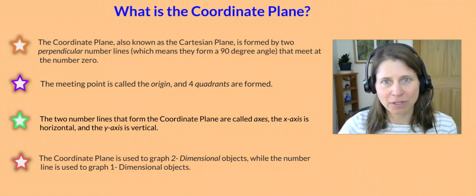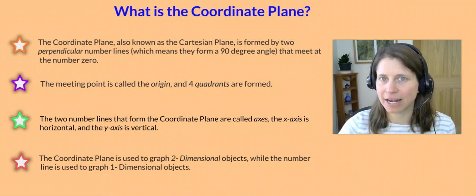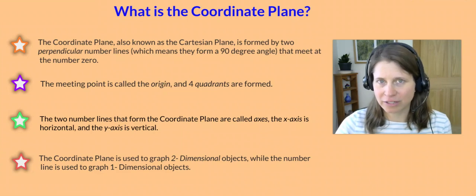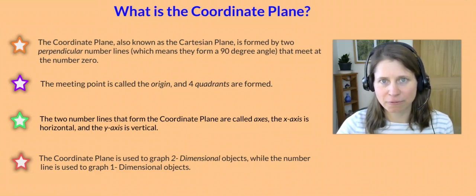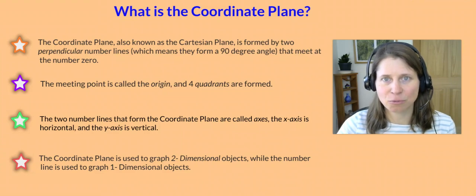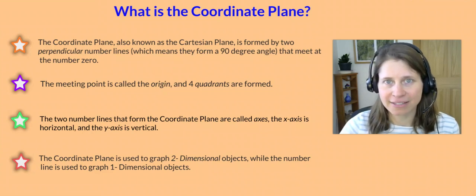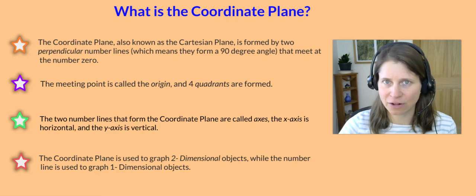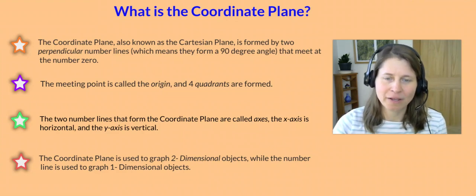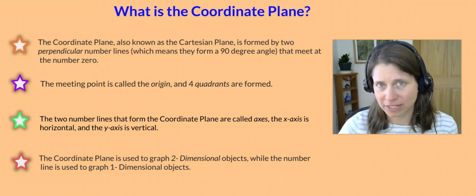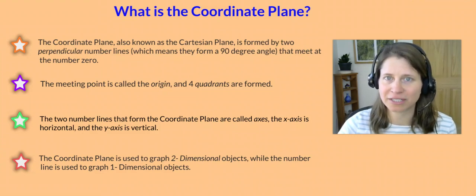And then we put those two number lines perpendicular to each other, which means they form a 90-degree angle or a right angle, and they meet at 0, okay? That point where they meet is called the origin, and there are 4 quadrants that are formed based on those two perpendicular lines. The horizontal number line is called the x-axis, and the vertical number line is called the y-axis. So the coordinate plane, rather than graphing one-dimensional objects, is used to graph two-dimensional objects.